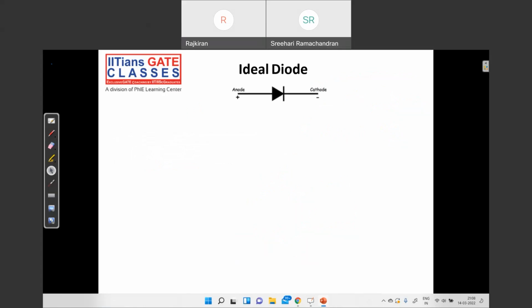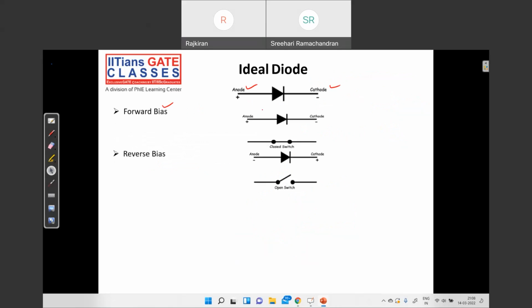So you know, ideally a diode has two terminals. One is called the anode, another is called the cathode. Generally it has two bias modes. One is called forward bias. So in forward bias, what will happen?